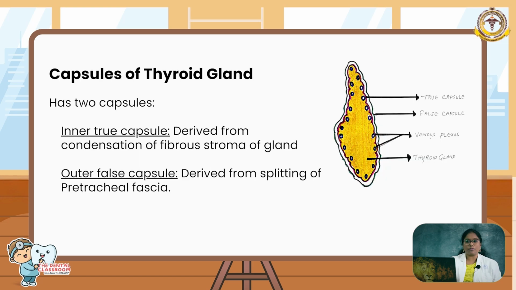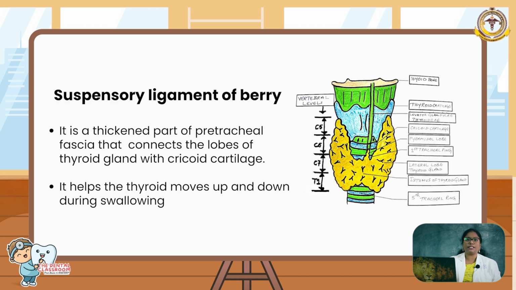It has 2 capsules: the inner true capsule and the outer false capsule. The inner true capsule is derived from condensation of the fibrous stroma of the gland, and the outer false capsule is derived from splitting of the pretracheal fascia. Next is the suspensory ligament of Berry. It is the thickened part of the pretracheal fascia that connects the lobe of the thyroid gland with the cricoid cartilage. It helps the thyroid move up and down during swallowing.